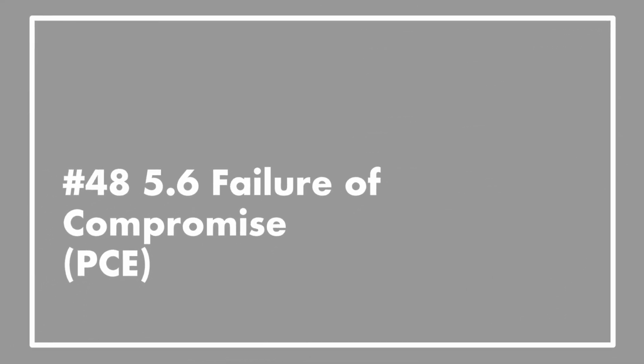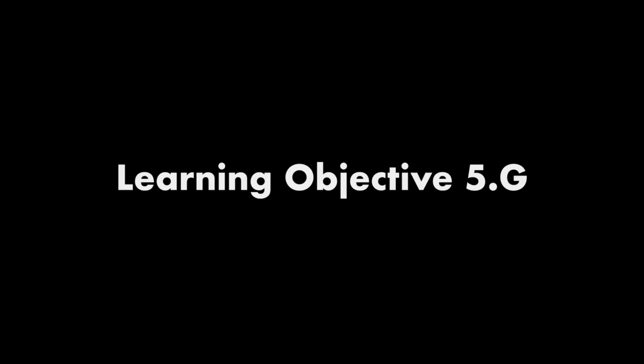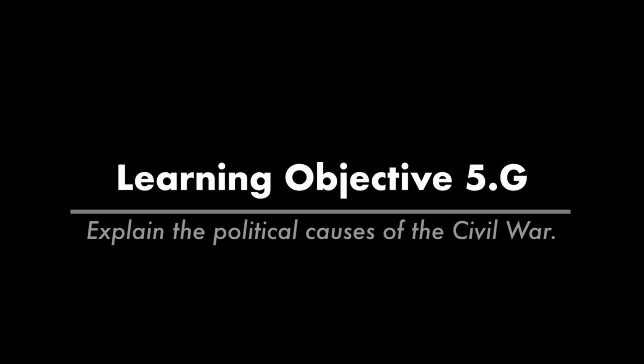Hello and welcome to lecture number 48. The topic today is 5.6, the failure of compromise. The theme is politics and power. The learning objective today is explain the political causes of the Civil War.